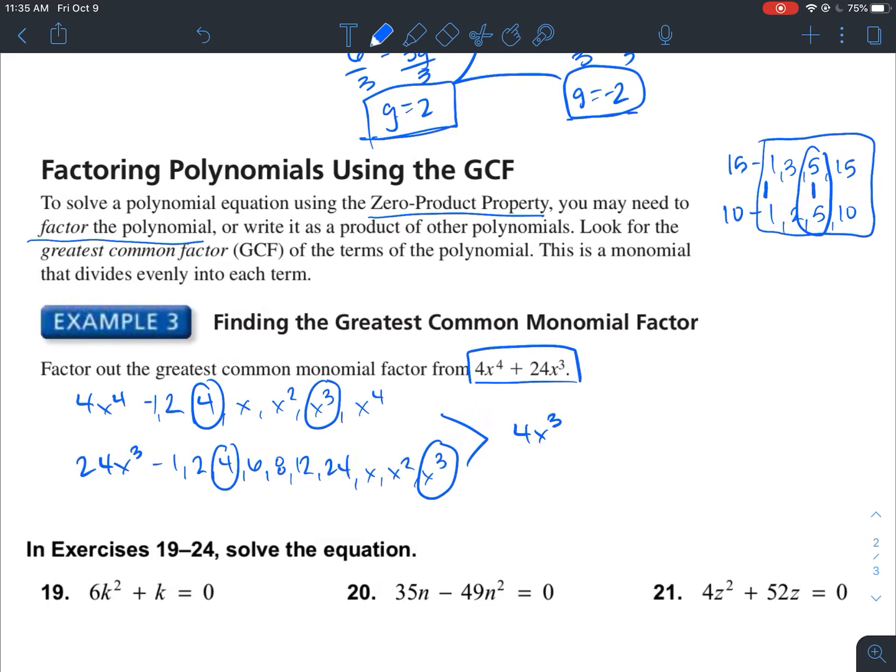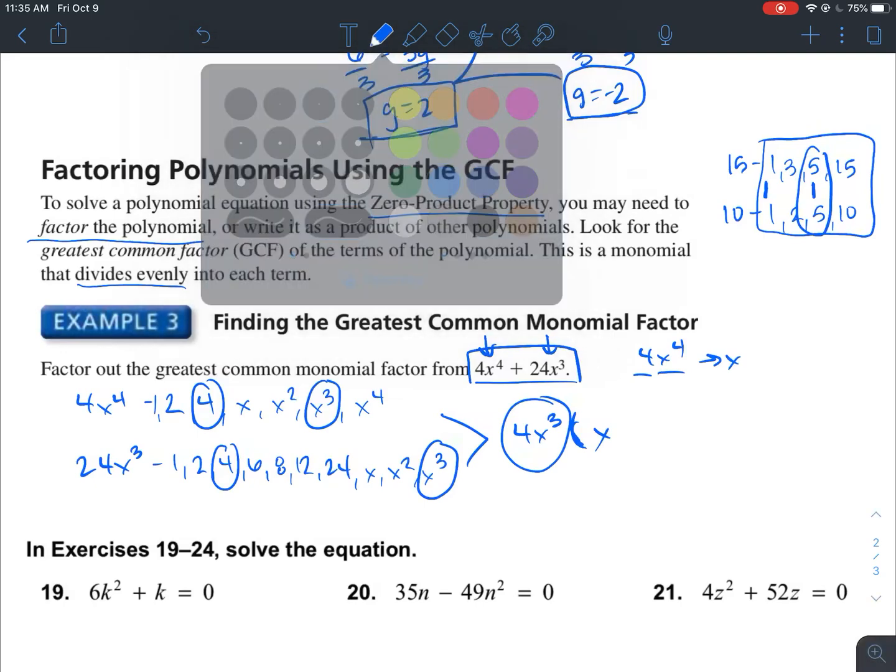Okay? So whenever we factor, we take a 4x cubed away from both terms. Again, it needs to divide evenly into each term. So if I have 4x to the 4th, and I take away a 4 and an x cubed, then I'm just going to be left with x. So I'm going to write my greatest common factor, and then in parentheses, I'm going to write down x, because that's what's left over from the first term.